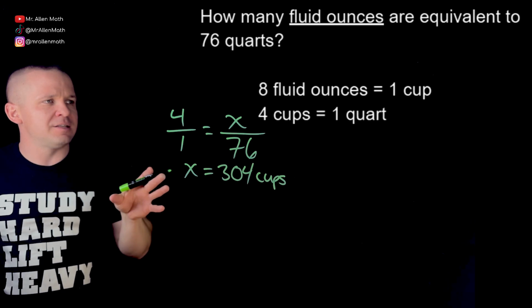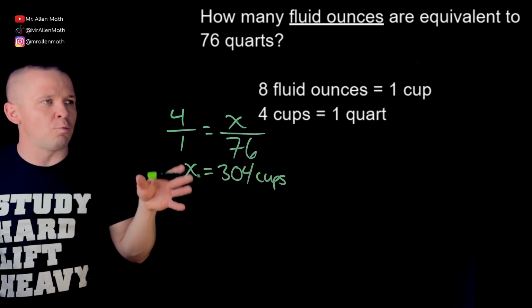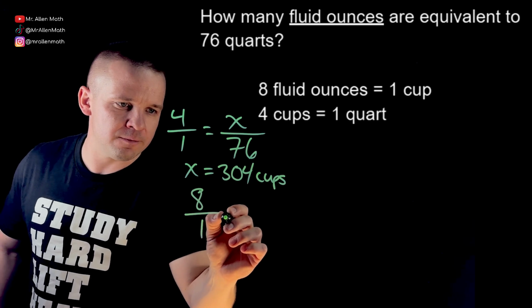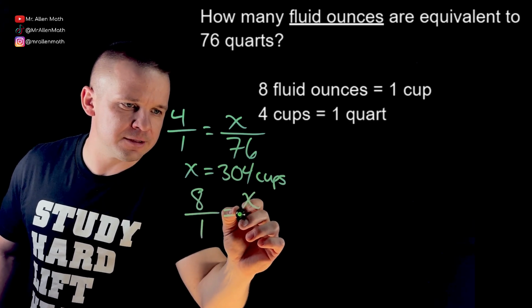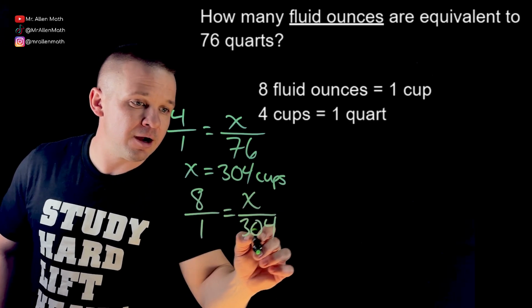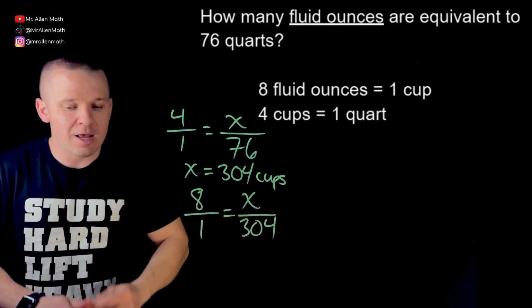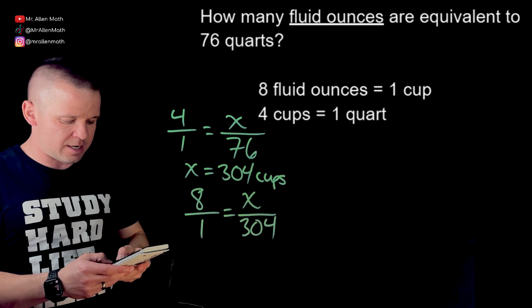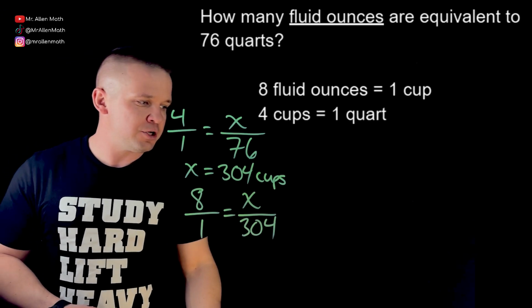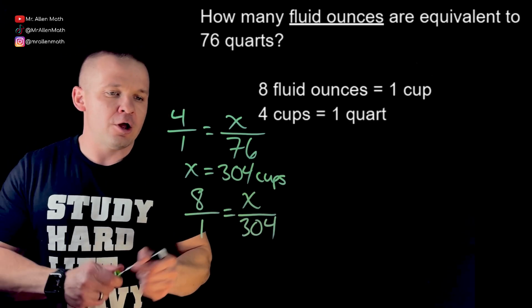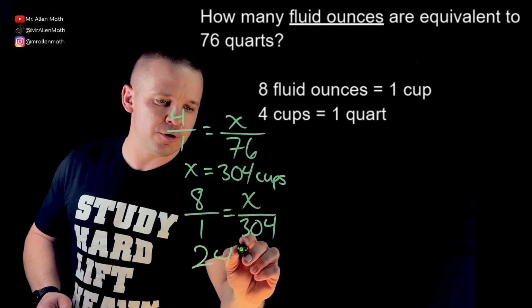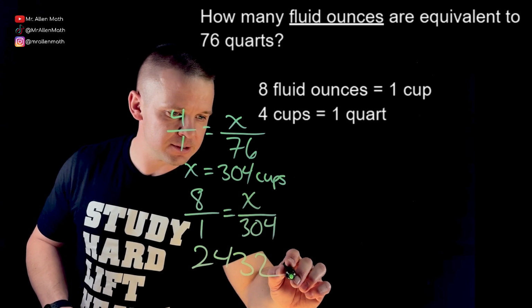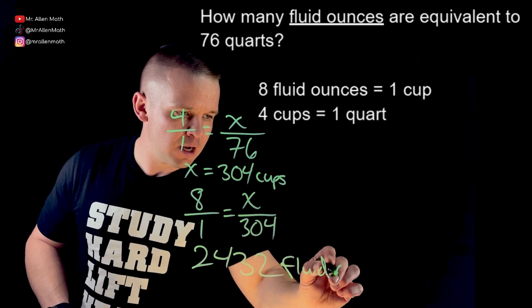Now I've got 8 fluid ounces equals 1 cup. So we got 8 fluid ounces is 1 cup. I want to know how many fluid ounces is 304. So again, we probably could have just multiplied. But again, I like to be careful and use these guys. 8 times 304. We've got 2,432 fluid ounces.